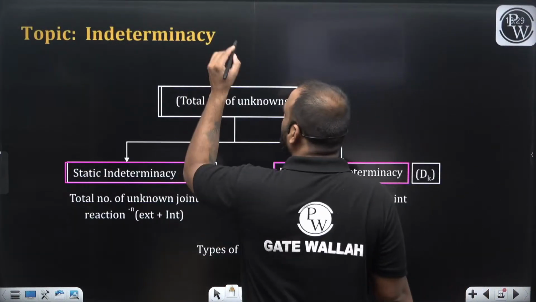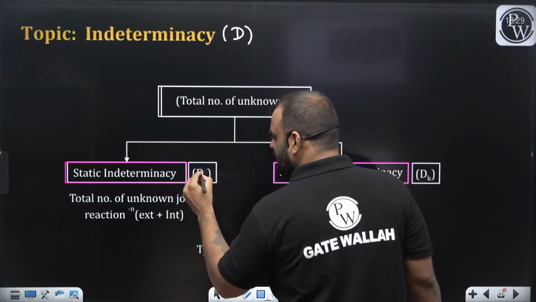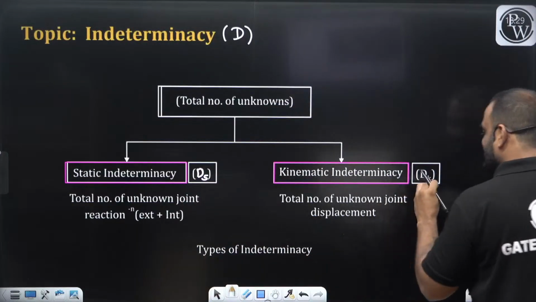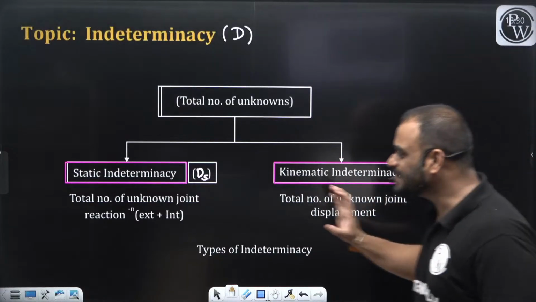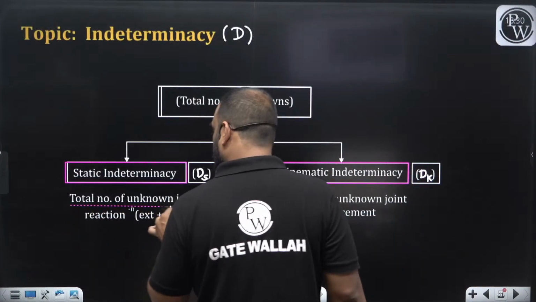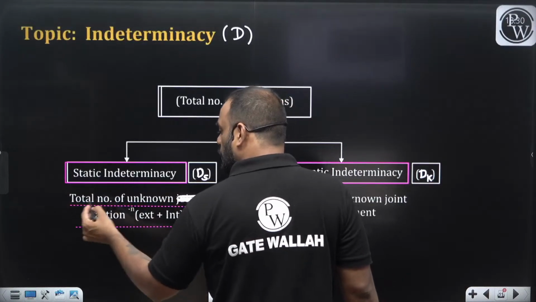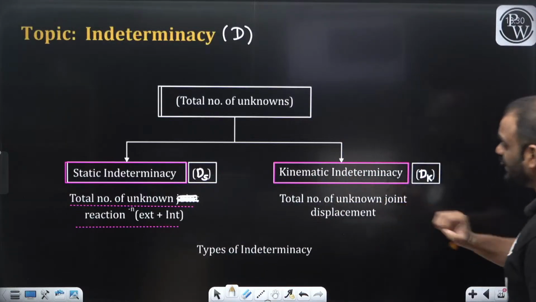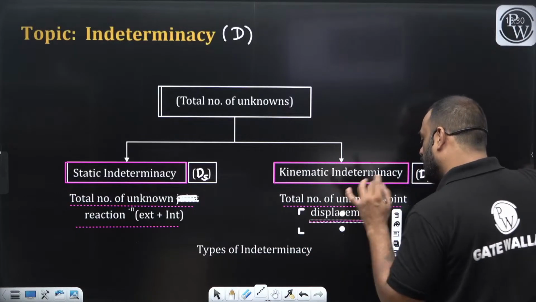Usually, the indeterminacy is represented by D. If you use suffix S, then it is known as static indeterminacy, and if you use suffix SK, then it is known as kinematic indeterminacy. Clear? So what is static indeterminacy? It is nothing but the total number of unknown reactions, whether external or internal. And in case of kinematic indeterminacy, it is the total number of unknown joint displacements.